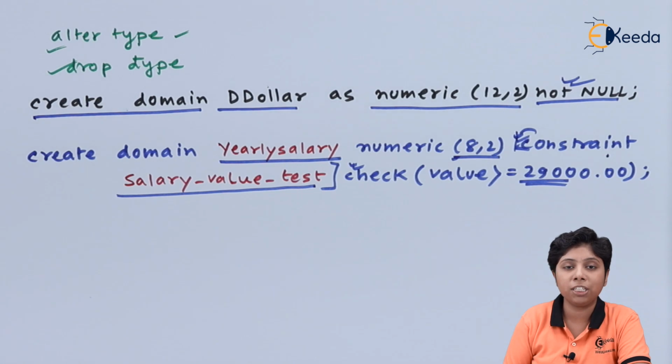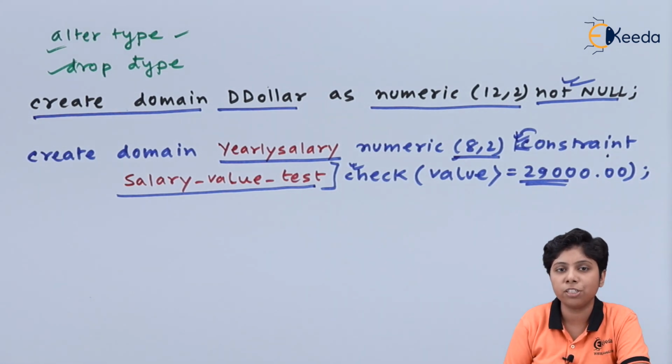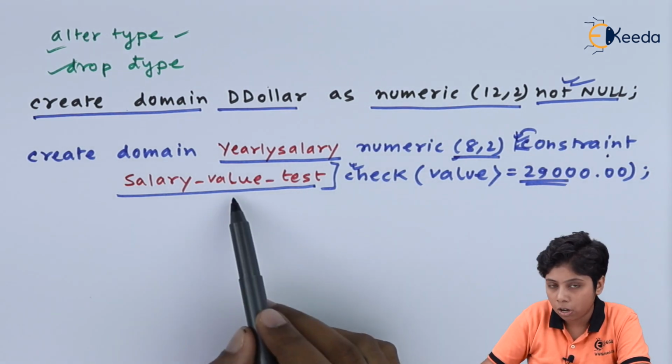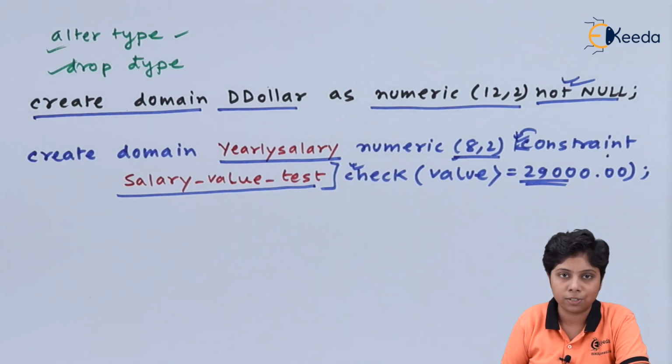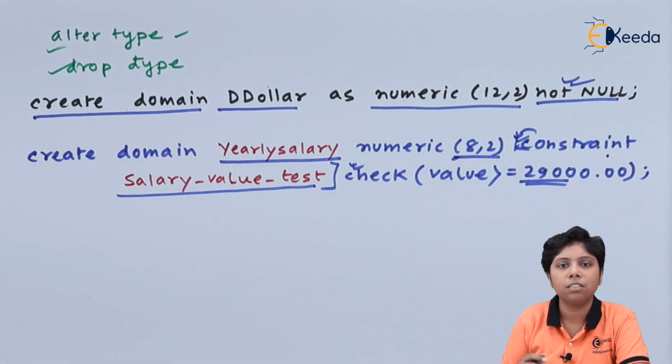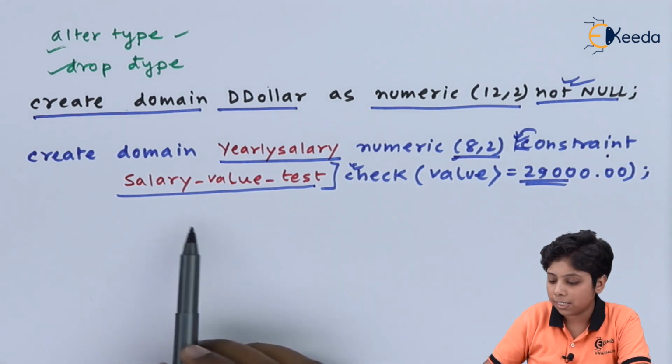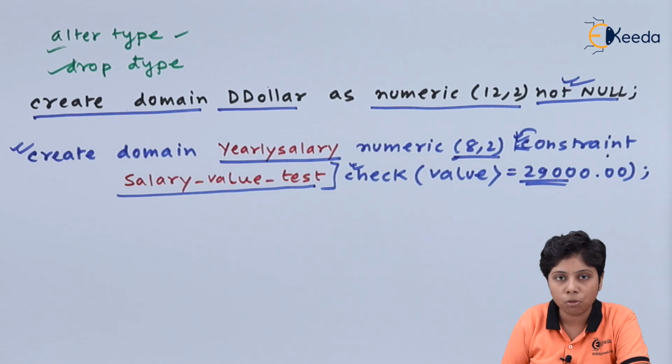Otherwise, you need to find out the system defined constraint name to drop the constraint. But if we have defined the constraint name here, we can directly drop the constraint by its name, same as the domain name and the user defined type name. So this is an example of how to create a domain using a check constraint.